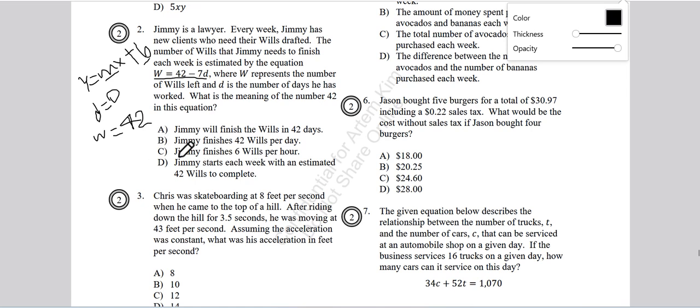Then let's eliminate answers. Jimmy finished 6 wills per hour. This is not correct. Also, Jimmy will finish the wills in 32 days. Also, this is not correct. Jimmy finished 32 wills per day. Also, this is not correct. So Jimmy starts each week an estimated 42 wills to complete. This is the correct answer.